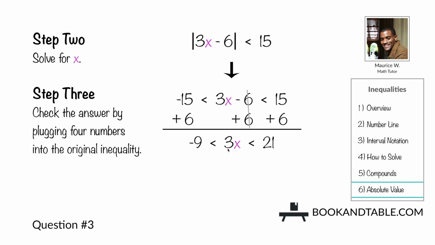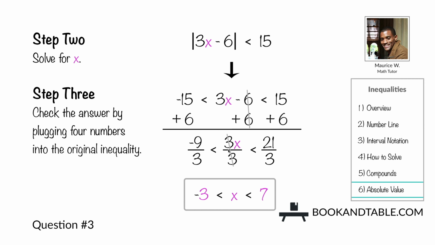And now to remove this coefficient of 3, we want to divide all 3 terms by 3, giving us negative 9 divided by 3, which is negative 3 on the left side. We have x in the middle. And 21 divided by 3 is positive 7. So for question number 3, we get negative 3 is less than x, which is less than 7.